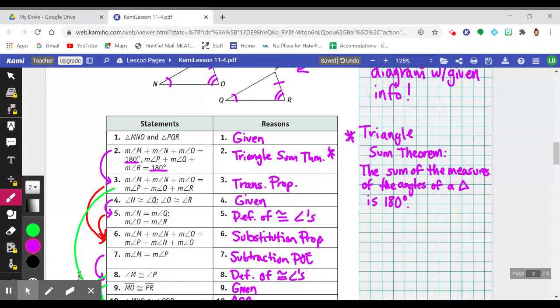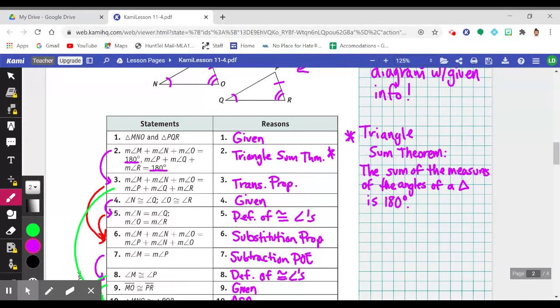So on step 3, we can actually say that they're equal to each other. That's the transitive property. When two things, or in this case these three angles, are equal to the same thing, 180 degrees, they're equal to each other. You'll notice that I have a couple more arrows here showing how these other statements come into play. So let's press on.